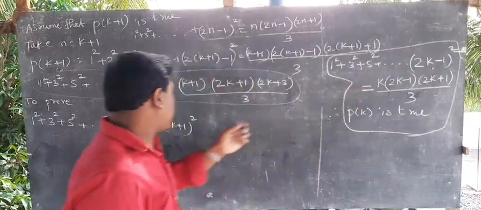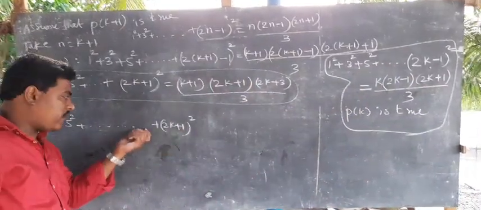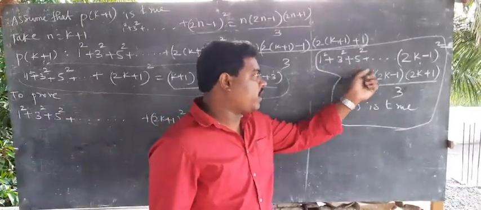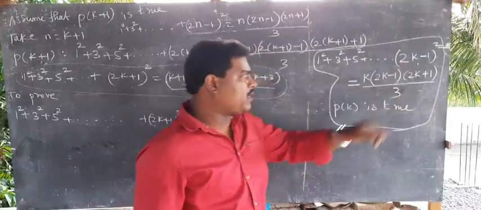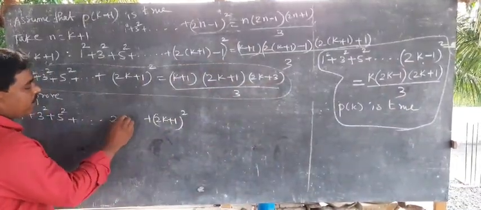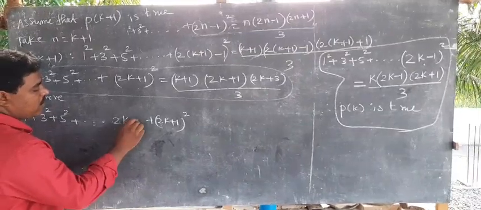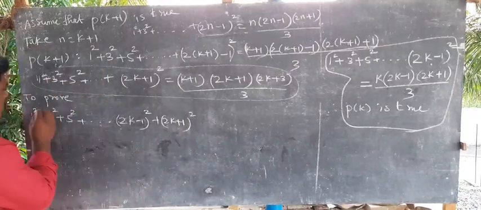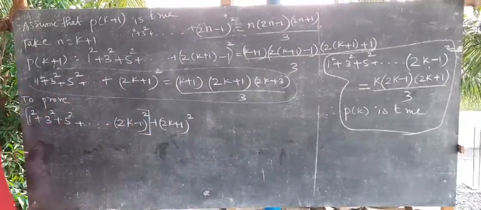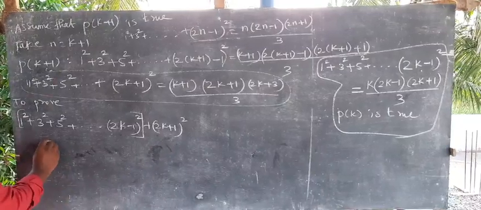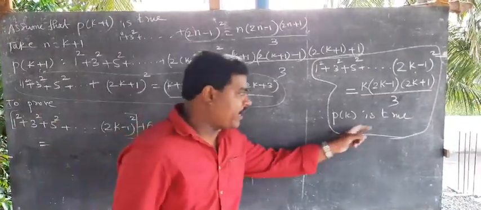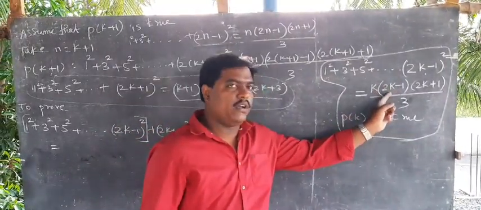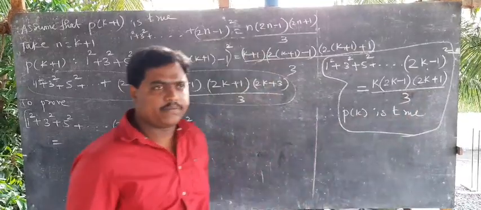So here, what is the term before? 2k plus 1. What is the P of k statement? 1 square, 3 square plus 5 square and so on, up to (2k minus 1) whole square. So here I apply (2k minus 1) whole square. Now what do you do? Up to P of k I put in a bracket, because we already proved P of k is true. Already proved, P of k equals k into (2k minus 1) into (2k plus 1) by 3.